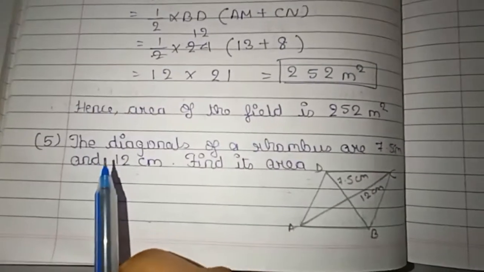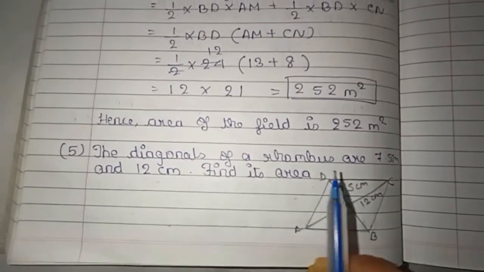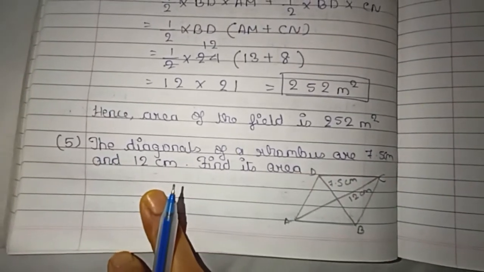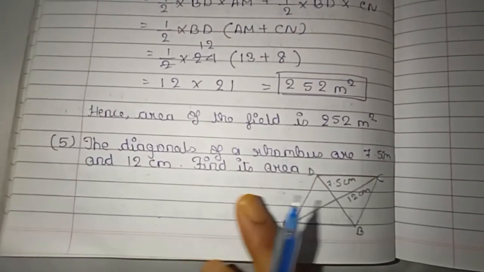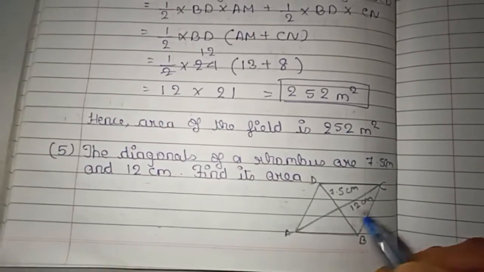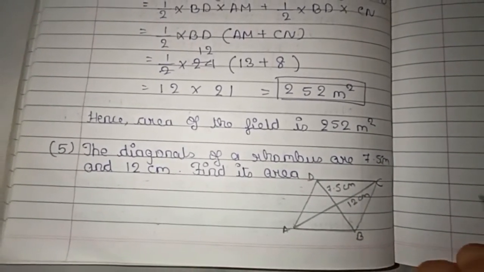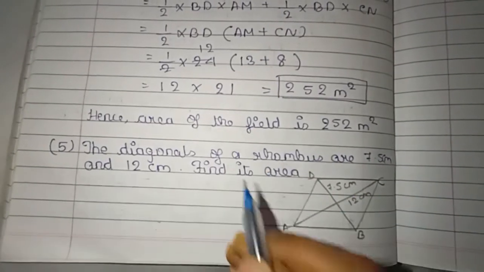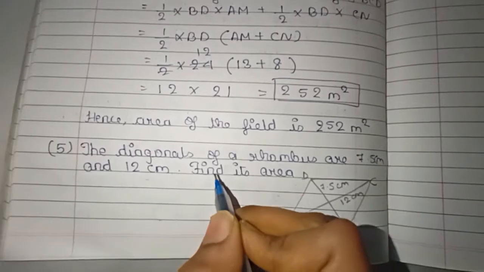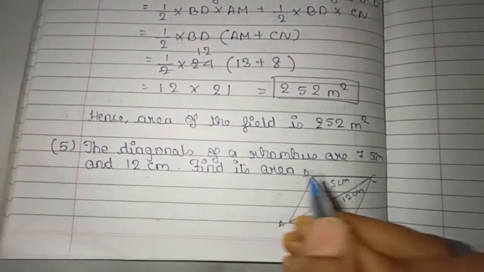Question 5. The diagonals of a rhombus are 7.5 centimeter and 12 centimeter. Find its area. So, while studying about the area of special quadrilaterals, we have found the formula for the area of a rhombus, that is half into the two diagonals multiplied, d1 multiplied by d2.